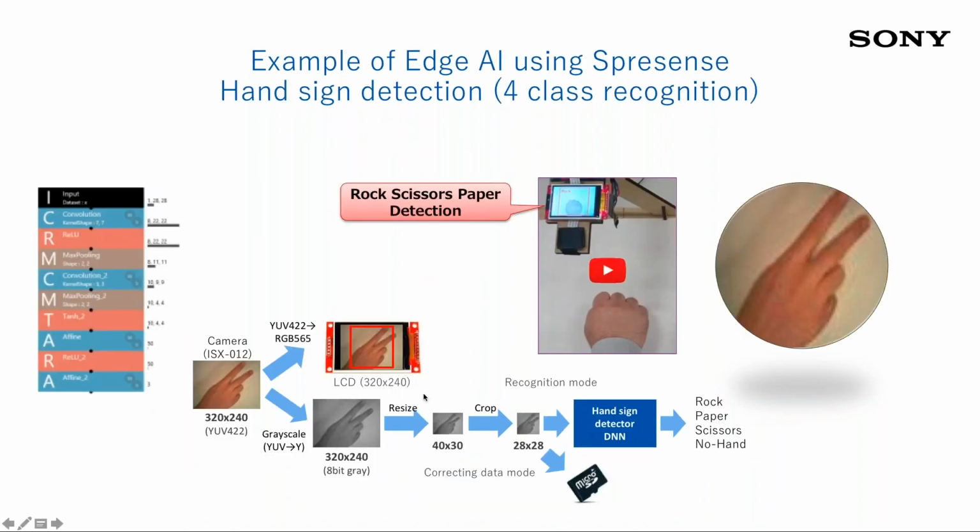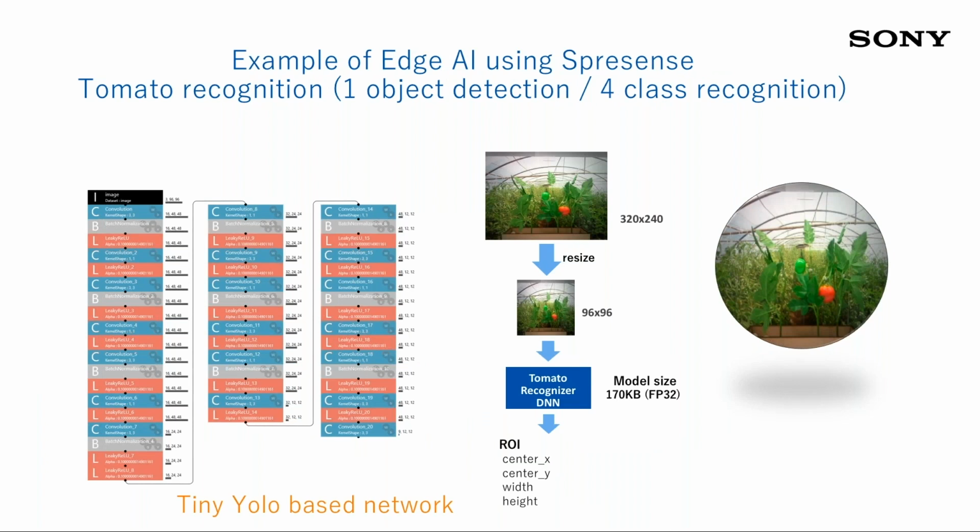The other example is rock, scissors, paper. This is to recognize the gesture of your hand, if it's a rock or scissors or paper. And this example, I have shown it at so many events, is amazing. It takes only 0.07 second to do a recognition, so it's pretty fast. With 6 ARM cores, the Spresense can do that. And the next example could be a good example for agriculture.